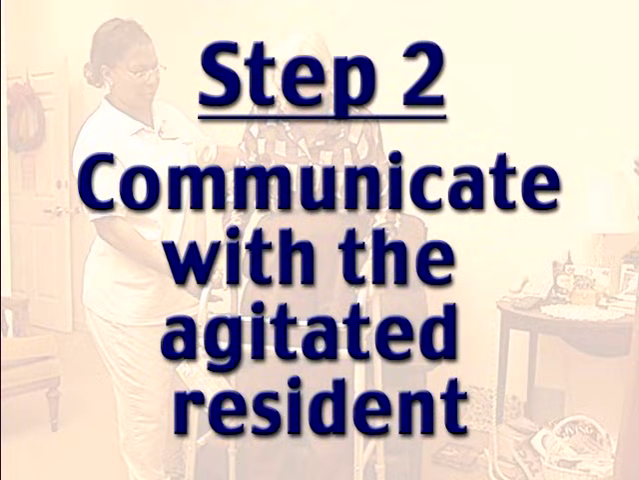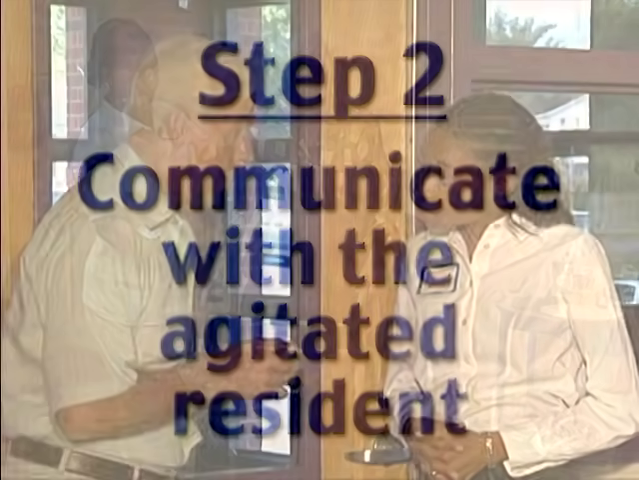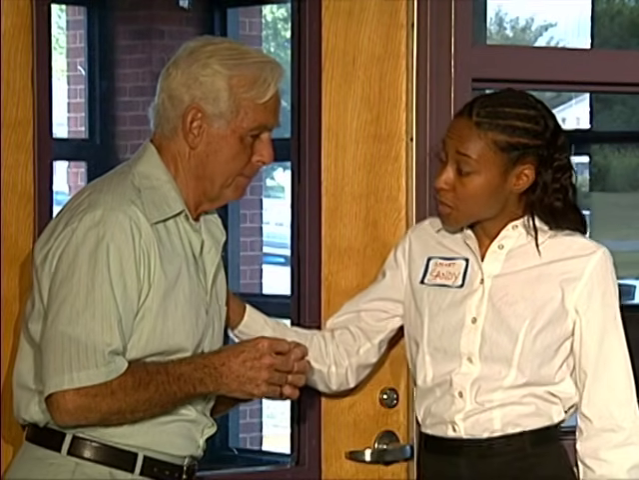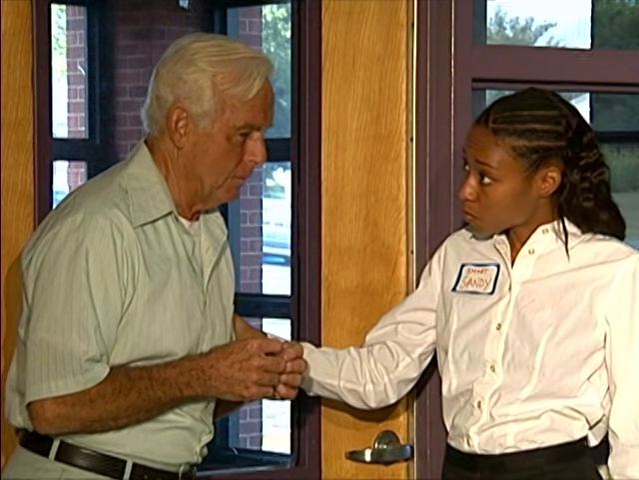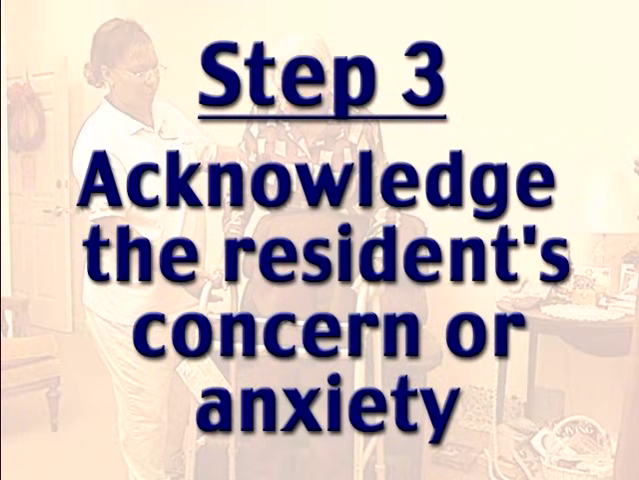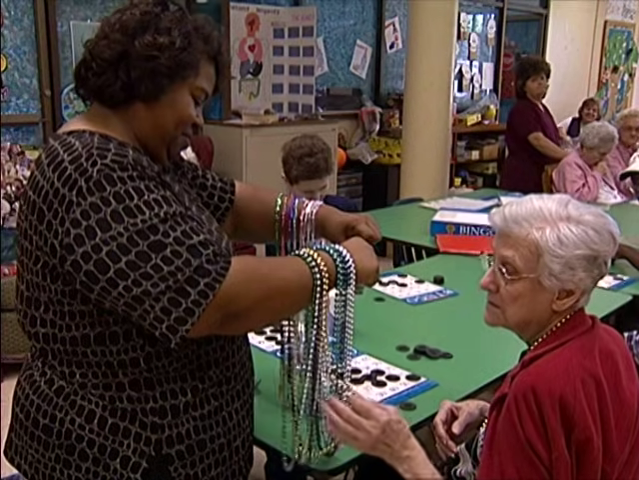The second step in redirection is to communicate with the agitated resident. Establish face and eye contact. Stay cool, smile, and calmly reassure the resident. Next, acknowledge the resident's concern or anxiety with simple, encouraging statements. Residents may be troubled by false beliefs.